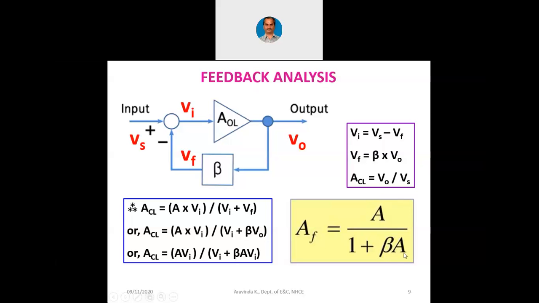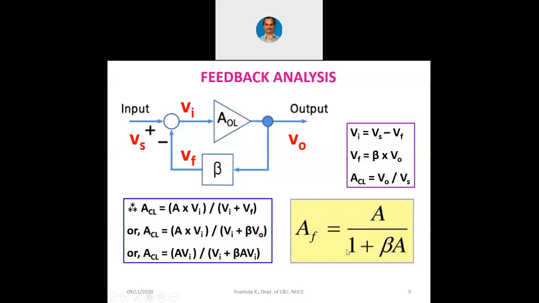Now let us say the product of beta and A is much larger than 1. For example, let us say A is 1000 and beta is 0.1. Then A into beta will be 1000 into 0.1, which is 100.